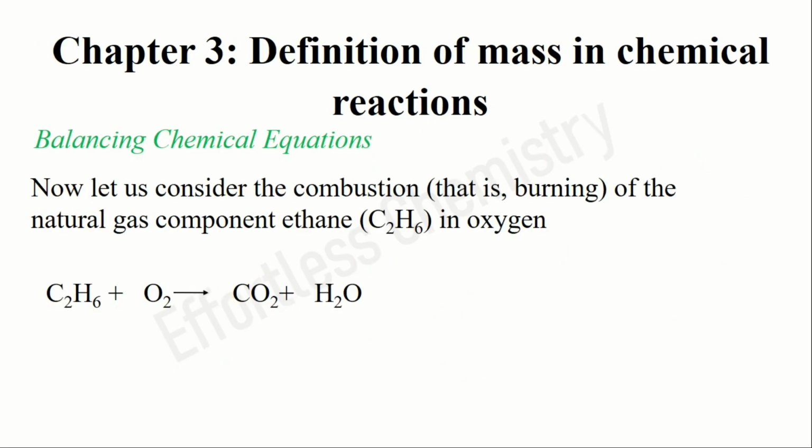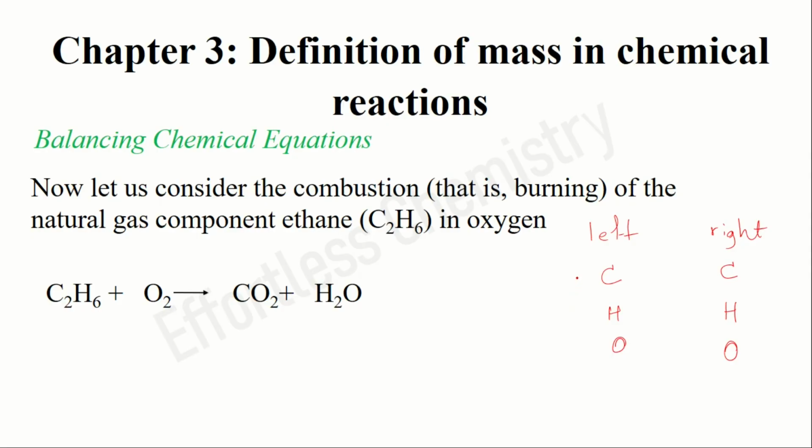Let's solve another example. The combustion of the natural gas component ethane in oxygen, which gives us these products. We need to balance it because it seems that it's not balanced. Well, I will write all the elements that we have for the left and right side. For the left, I have carbon, hydrogen, and oxygen. And for the right side, carbon, hydrogen, and oxygen.